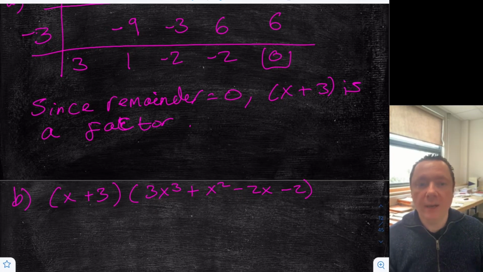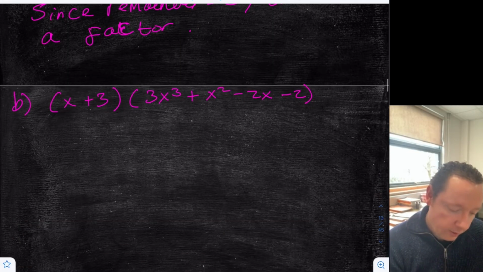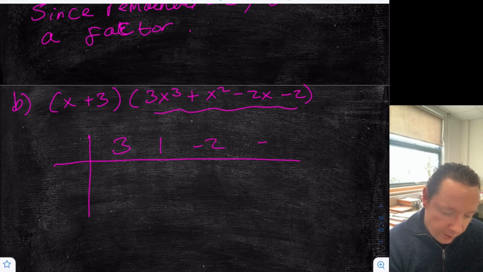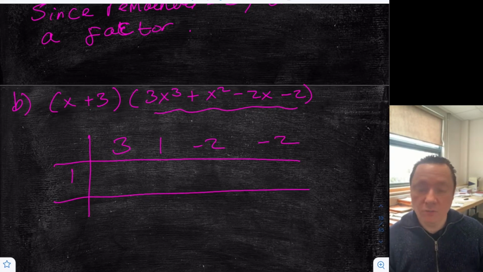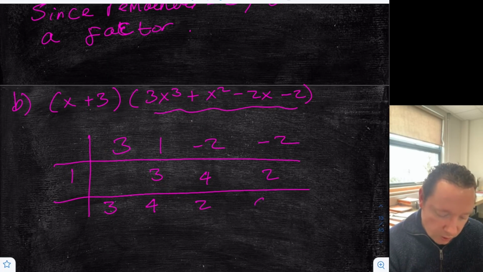You can just do that by trial and error, trying 1, minus 1, and so on. So let's start off by trying 1. For this one here, we've got 3x cubed plus 1x squared minus 2x minus 2. We try 1, and if 1 doesn't work, we try 2 and 3 until we get the remainder of 0. So 3 goes down, 3 ones are 3, 3 plus 1 is 4, 4 ones are 4, 4 minus 2 is 2, 2 ones are 2, 2 minus 2 is 0.